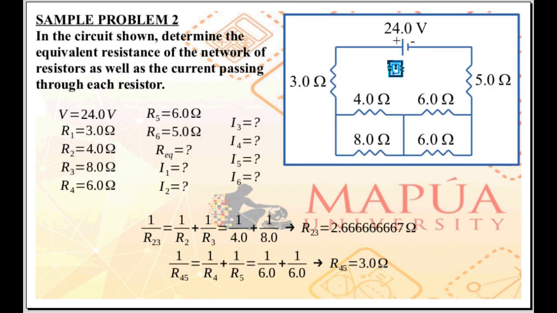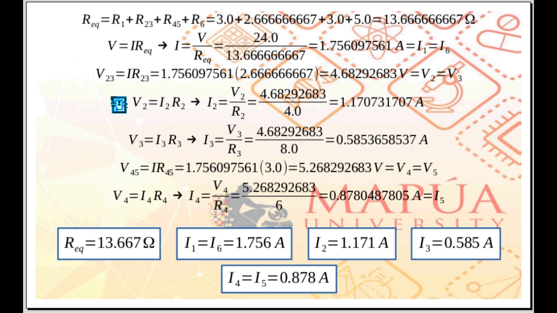Now, R equivalent is parallel to the 24 volts power source, which means the voltage across R equivalent is also equal to 24 volts, equal to V. Ohm's law tells us, V is equal to IR, V is equal to I R equivalent. Isolating I, we are able to calculate the total current I, 1.756097561 amperes.